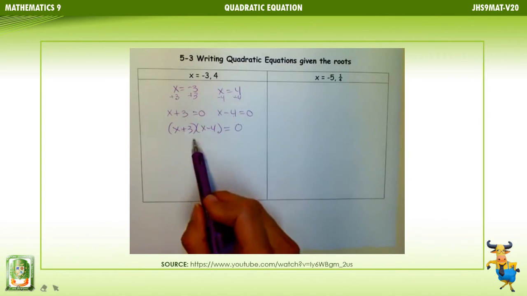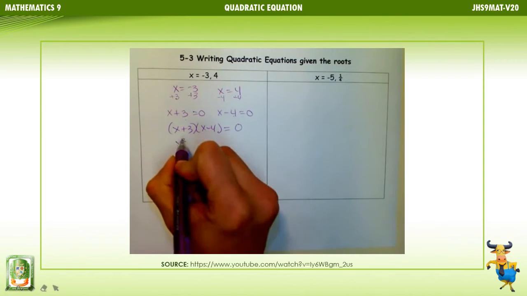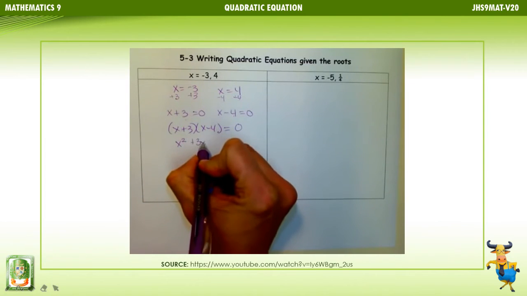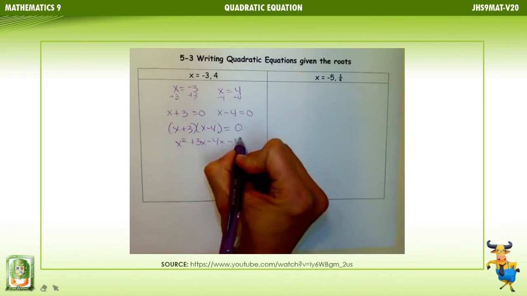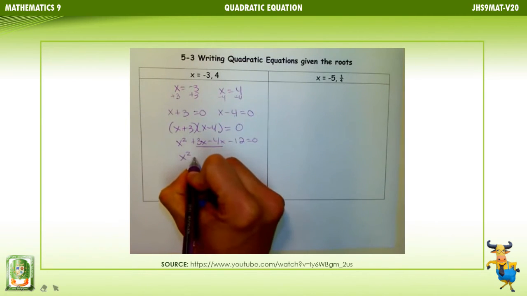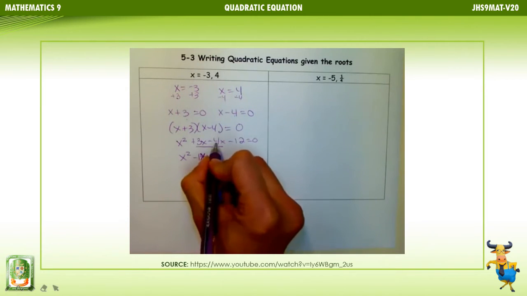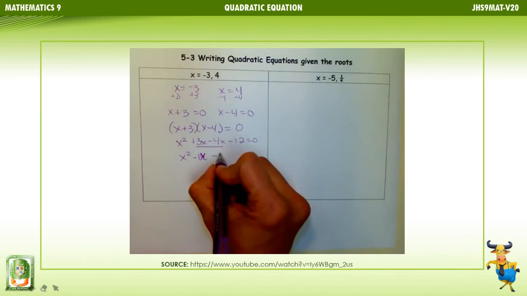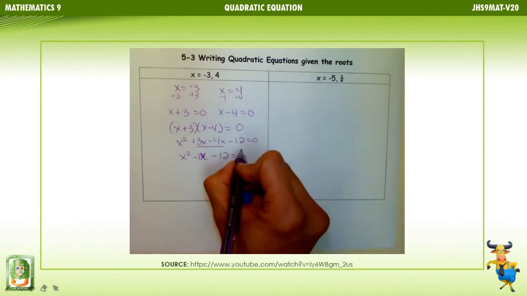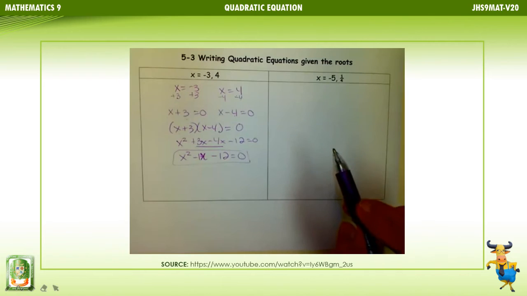Now we just need to use FOIL. Well, the first's x squared, then I get plus 3x minus 4x minus 12 equals 0. But these are combinable, so I get x squared minus 1x, 3 minus 4 is -x, minus 12. So here is a quadratic equation that has the roots -3 and +4.